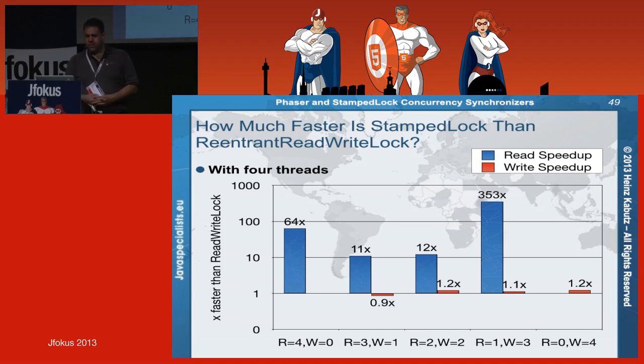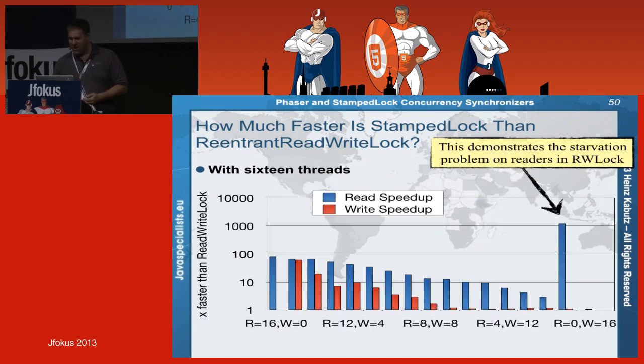Here with 4 threads, you can see that now the numbers are quite different. You can see with 4 reader threads, we're 64 times faster than the ReentrantReadWriteLock. That's quite significant. And down to 11 and 12, and then 353 times faster. I'll get back to that in a moment. You can also see that the write lock, if you have one write lock and 3 read locks, was very slightly slower with the StampedLock. And this proves that my results are correct. If I only show you something that's faster, that can't be true.